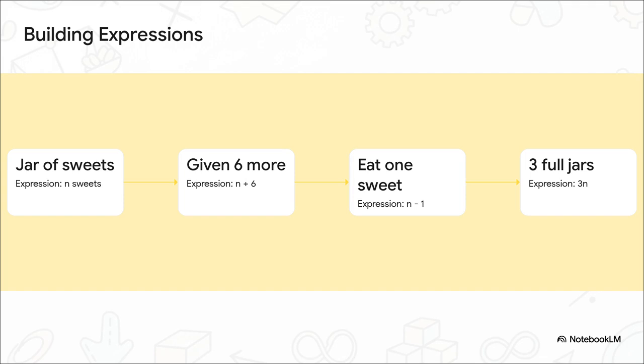Okay, let's bring back our jar of sweets and see how this actually plays out. Step 1, we have no idea how many sweets are in that jar, right? So we just call that unknown amount n. Our expression is literally just n. Now, check out step 2. If someone hands you 6 more sweets, your expression becomes n plus 6. Simple. In step 3, let's say you get hungry and eat one sweet from your original jar. You represent that physical action as n minus 1. And finally, step 4. If you're lucky enough to score 3 full, identical jars, you don't write out n plus n plus n. That takes too long. You just write 3n. See how beautifully the math just perfectly reflects our physical reality?